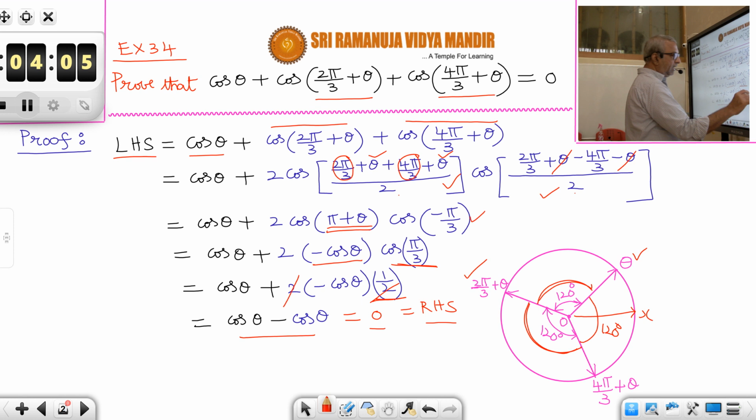Actually, the sum of the sines also will be 0. That means sin theta plus sin(2 pi by 3 plus theta) plus sin(4 pi by 3 plus theta) will also be 0. And another point here is, we need not divide the circle into only three parts. You can divide it into 4 equal parts, 5 equal parts, like that. If you divide into 5 equal parts, the total angle at the center, 360, will be divided by 5. So 360 by 5 is 72. So the difference between angles will be 72 degrees.